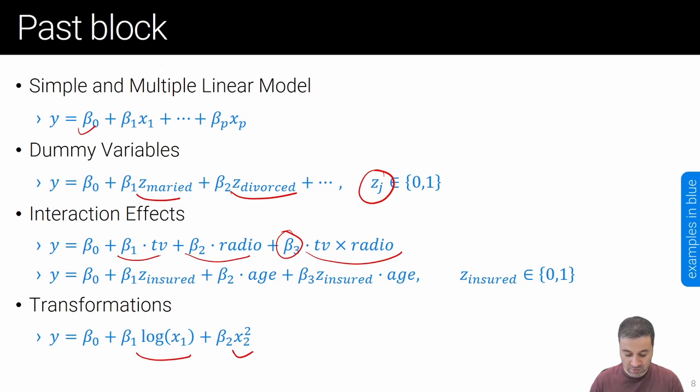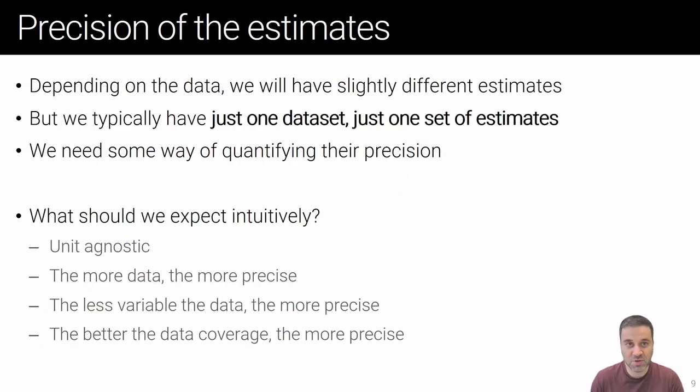And so now we're going to start talking about the variability in all these coefficients, in all these betas. So let's see, it's about the precision of the estimates. We see that depending on the data we use to fit the model, we are going to have slightly different estimates. The point is, how different? The issue is that normally we just have one data set. That's it. We don't have multiple data sets to fit multiple models. We just have the one.